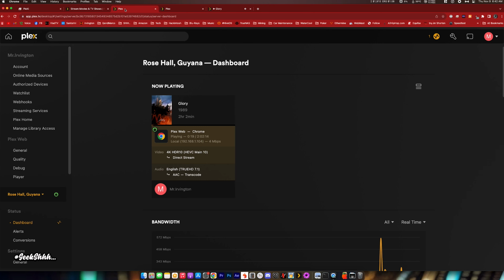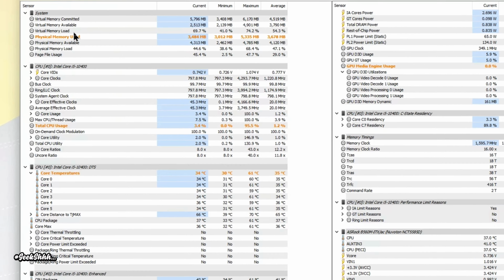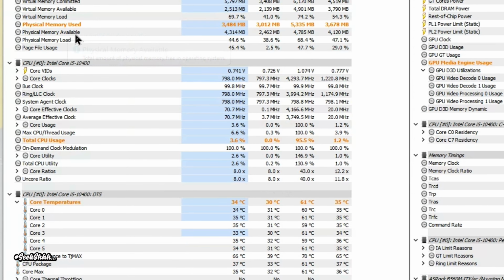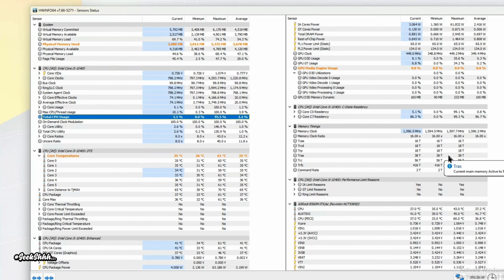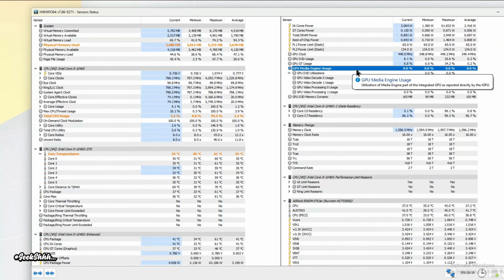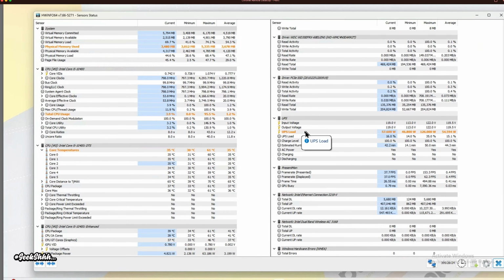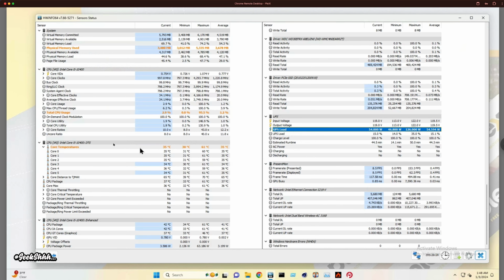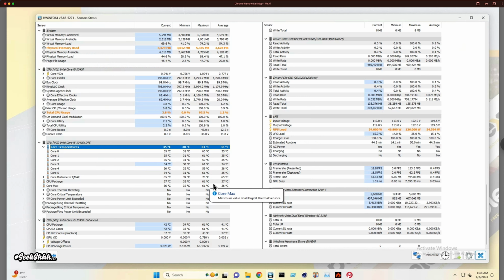We're also going to focus in on HWiNFO. The reason for that is that it will allow us to pay attention to how many gigs of RAM we are utilizing during this process, also the total CPU usage, as well as the total iGPU usage. We're also going to be able to see the total UPS load, which would let us know how much wattage we are utilizing during the whole process. We're also going to be looking at the temperature, but that's not as important as the rest.